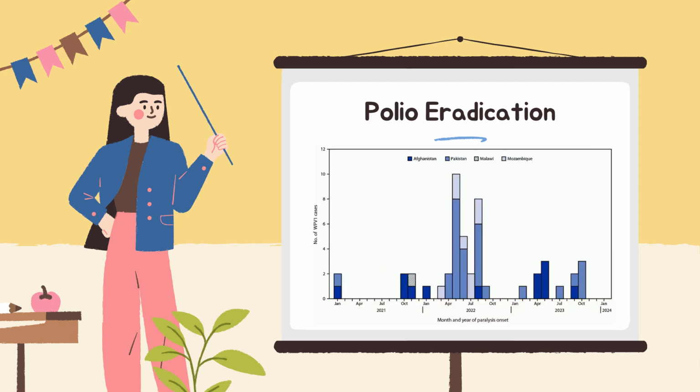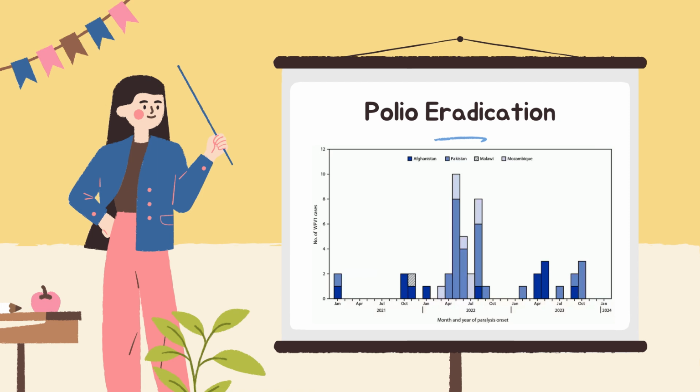Polio eradication, an overview. In 1988, the World Health Assembly launched a global mission to eradicate polio, leading to the creation of the Global Polio Eradication Initiative (GPEI). This initiative is led by national governments, the World Health Organization (WHO), Rotary International, the U.S. Centers for Disease Control and Prevention (CDC), and UNICEF. Later, the Bill and Melinda Gates Foundation and Gavi, the Vaccine Alliance, joined the effort.